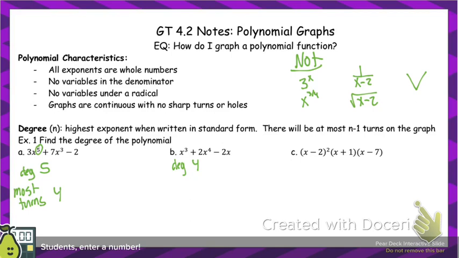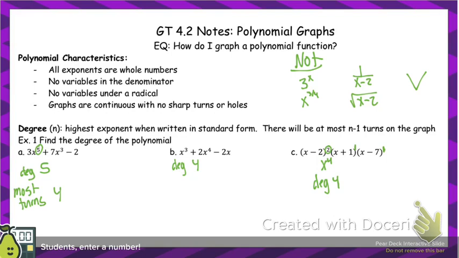Then c is a little bit different, because c is in intercept form or factored form. So we need to think, if this were multiplied out, what would be my biggest exponent? If I do x squared times x to the first times x to the first, that would give me x to the 4th. So this would still be a degree 4 polynomial.